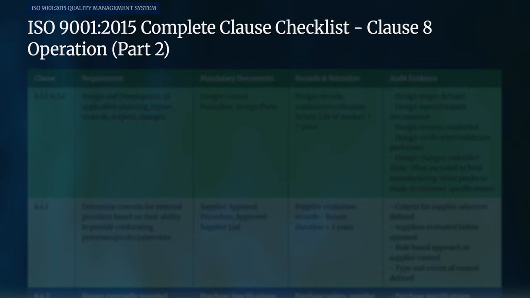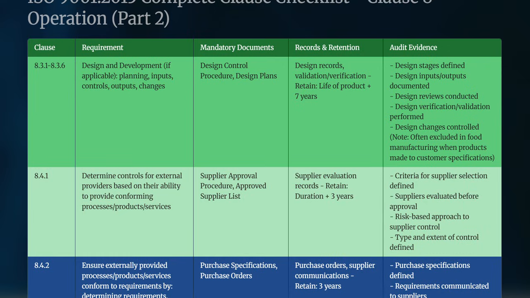And we continue with the checklist of ISO 9001:2015, Clause 8, Operations, Part 2. In ISO 9001 Clauses 8.3.1 to 8.3.6, it requires you to design and develop, if it's applicable to you; this part is mainly excluded. It requires you to plan the design and development, which means you need to document the planning, the inputs, the controls, the outputs, and the changes.